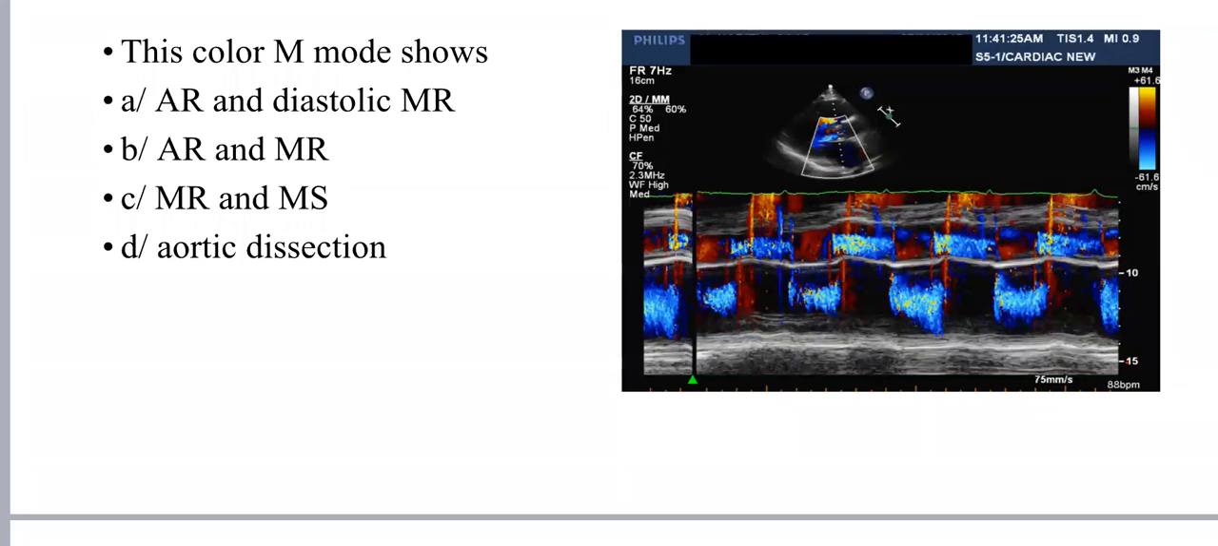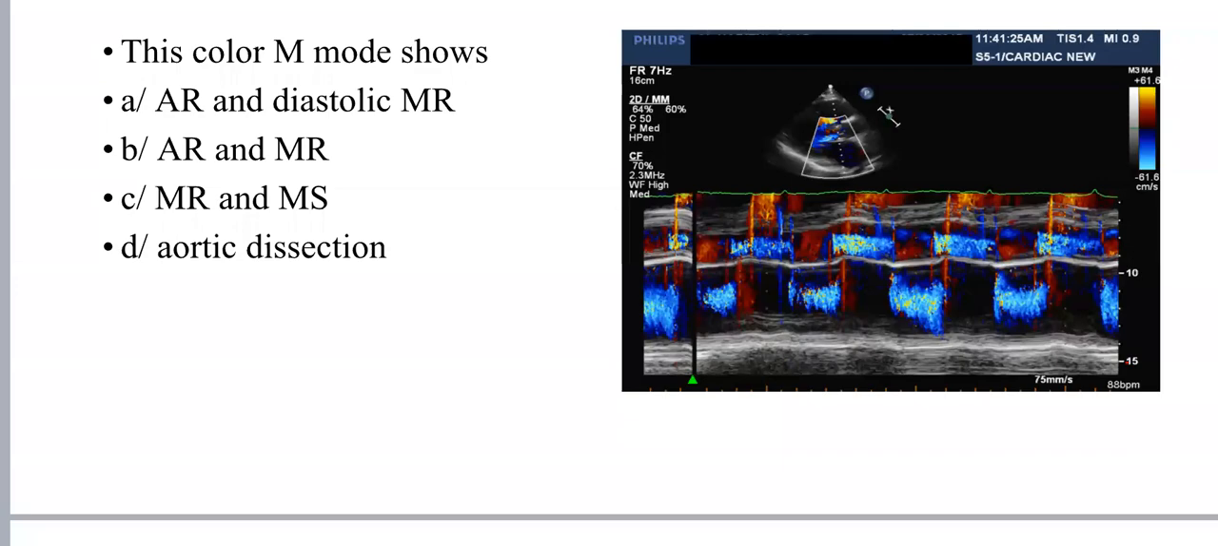Easy. Choose it, don't worry. The historic MR. Is it AR? Okay. MR circuit. AR, exactly. MR. Yes, exactly. This is AR and MR, diastolic.